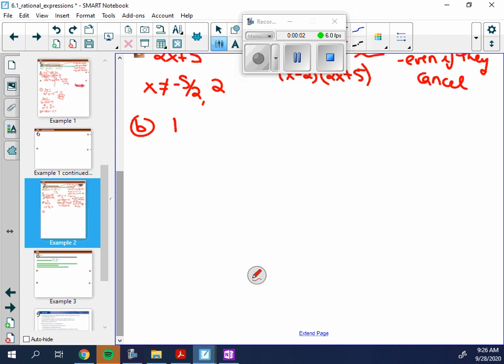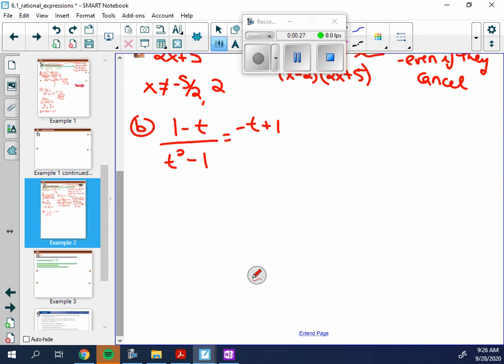Look at b: 1 minus t over t squared minus 1. Okay, I'm going to show you this one two ways. So first thing we're going to do, if we're supposed to simplify this, is factor the numerator and the denominator. The numerator, is the order good? No. So I would probably reorder this one to be negative t plus 1.